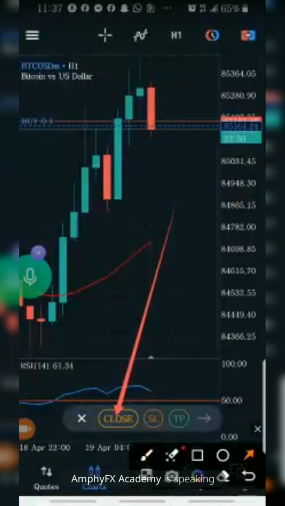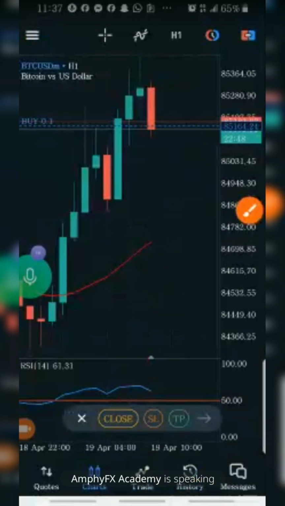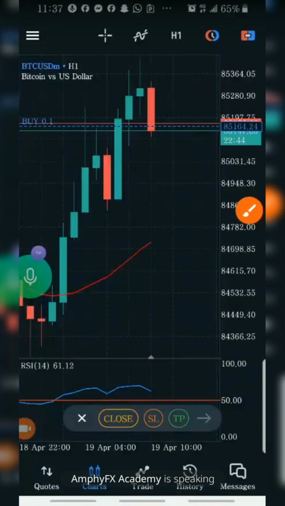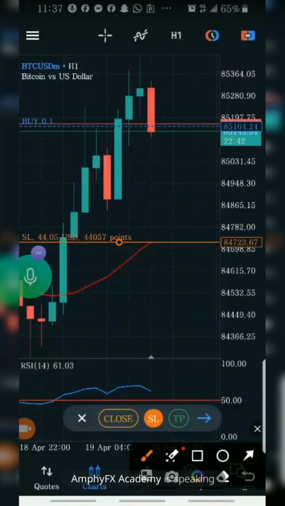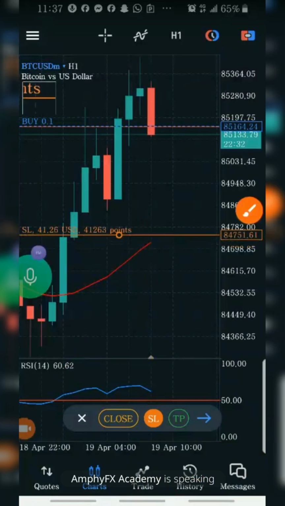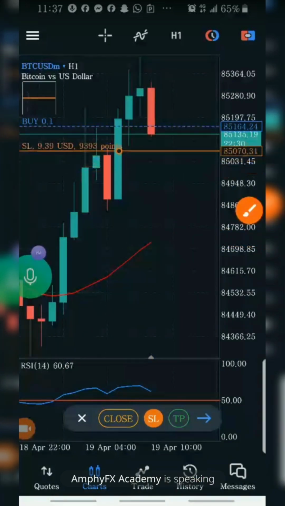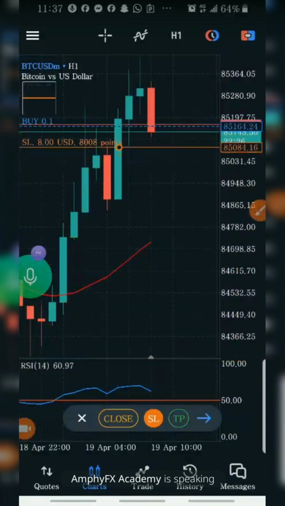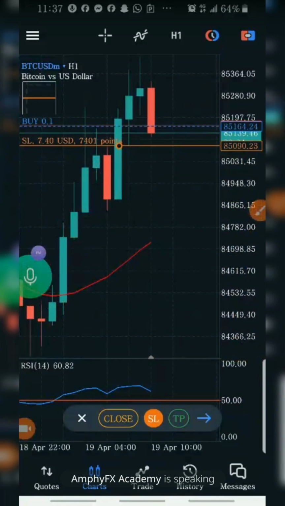But now let me show you. If I click on SL, it will bring a line. Can you see this line that it brought, right? I can drag this line to any level I want. Let's say I want to set my SL here. I can drag it to this level, and I'll leave it there.